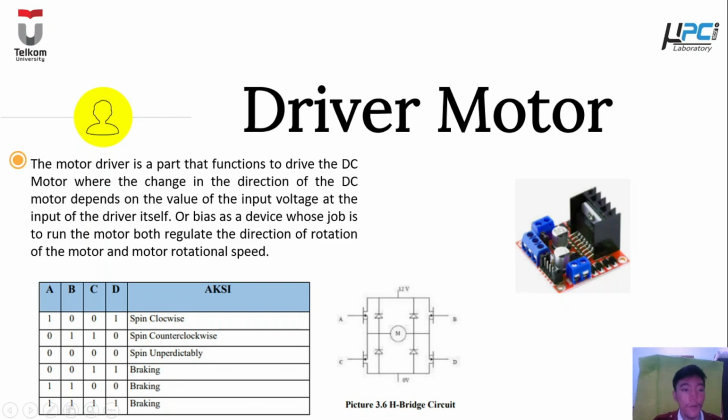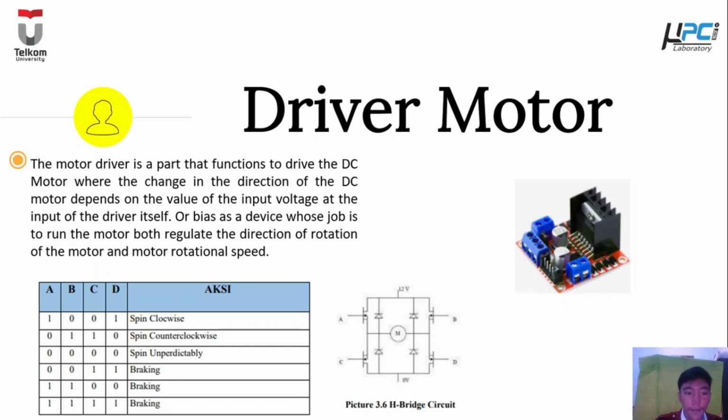If the value of A and B is 1, then the motor will spin clockwise. When the value of B and C is 1, the motor will spin counterclockwise. So what if A, B, C, and D are 0? The motor will spin unpredictably.